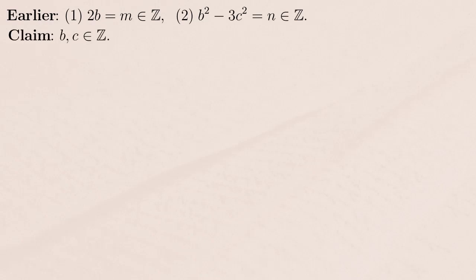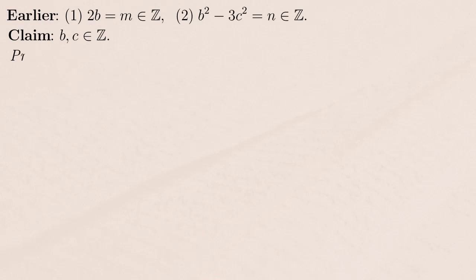Earlier, we had two rational numbers b and c, such that 2b is an integer, say m, and b squared minus 3c squared is an integer, say n. Now, these p-adic valuation functions are a little overkill in this context, but we're going to use them as a way of carefully comparing prime factors to prove the following claim, that b and c must both be integers too. I'll be using the facts we just proved throughout this argument.